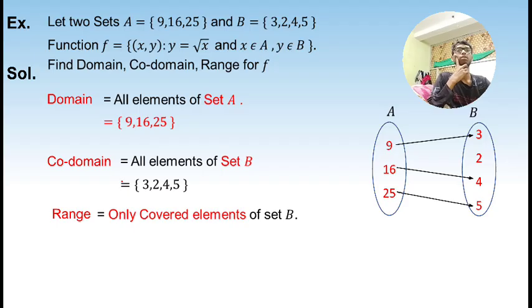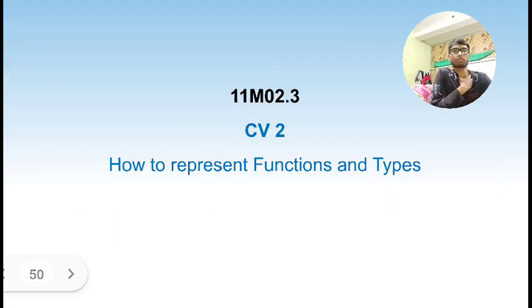Only covered elements of set B. Yes, these are the range: 3, 4, 5. This is the range, but 2 is not in the range. 2 is in the codomain. All these are codomain, but 3, 4, 5 will be the range because 3, 4, 5 are outputs.